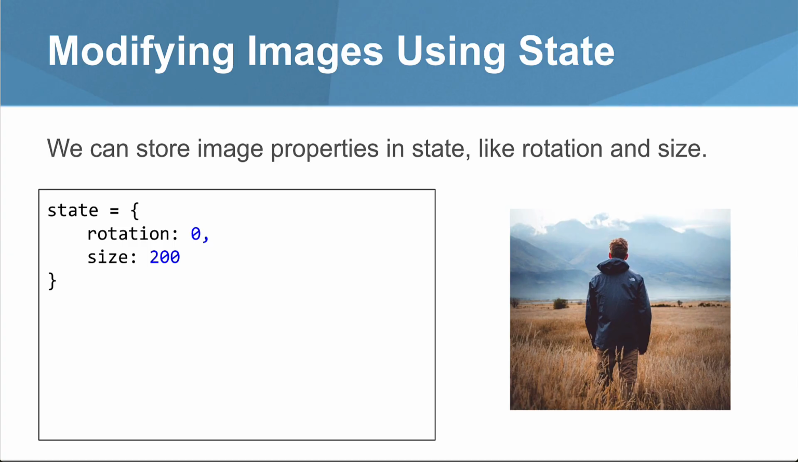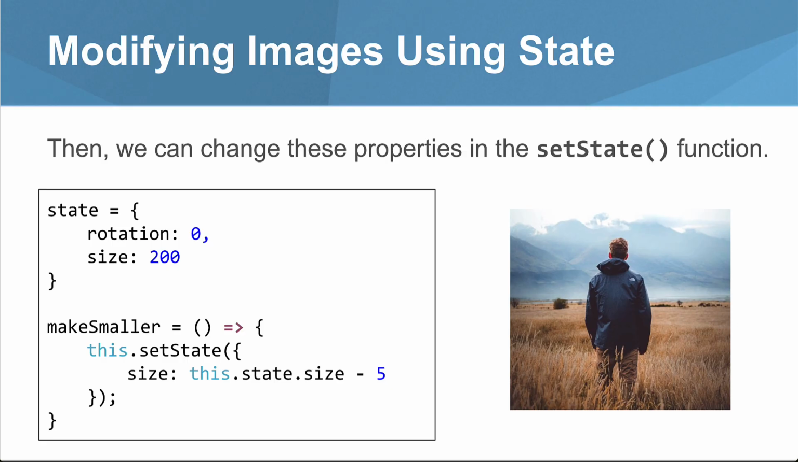To do this, we can use state to store things like the size and rotation of an image. This allows the image to change while the program is running. Here, the image starts at a rotation of 0 degrees and a size of 200. After setting up our state, we can then use the setState function to change these values. In this example, we're using the function to change the variable called size and shrink an image. Every time this function runs, we're subtracting 5 from the image's size.